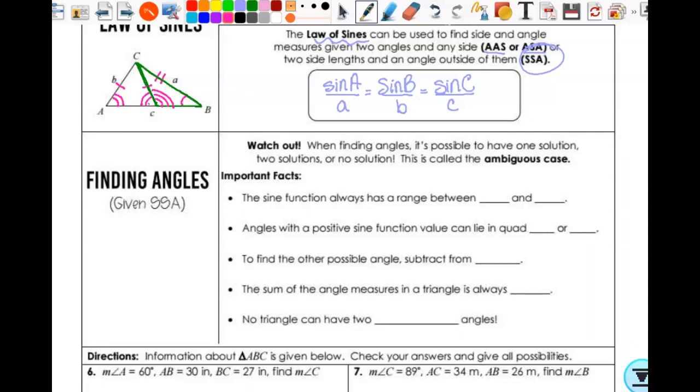Supplementary. Yes, I heard it. Supplementary. Okay, so they're supplementary angles, which means I could get this one or this one, but either way, my two options would have to add to give me 180. Make sense? Because all that's going to come into play here in just a second.